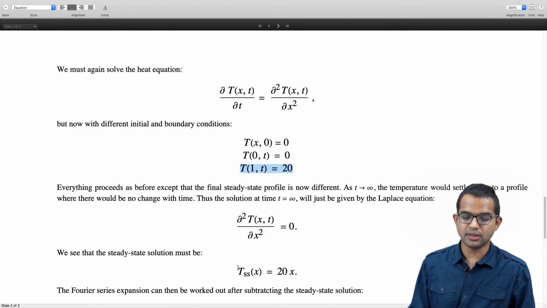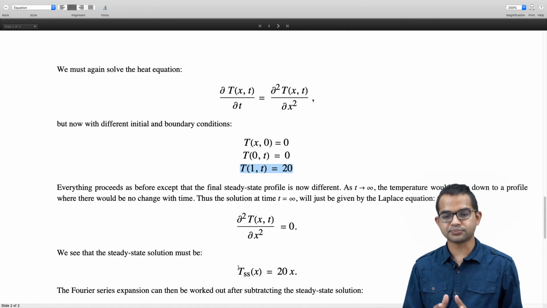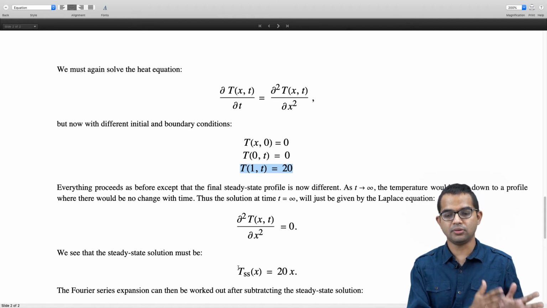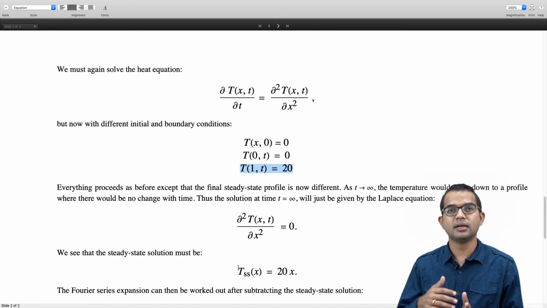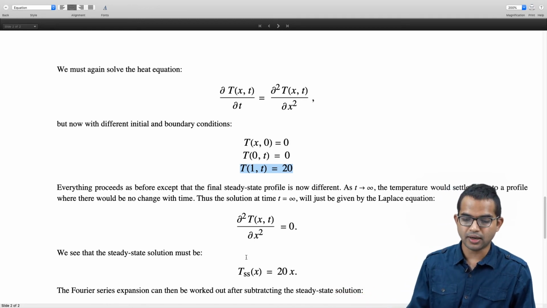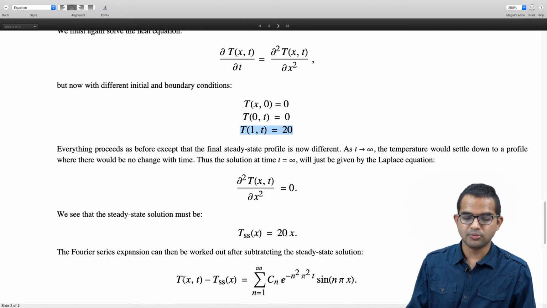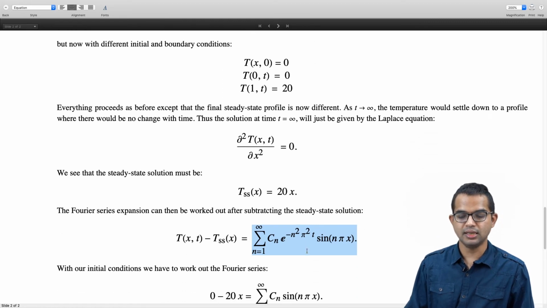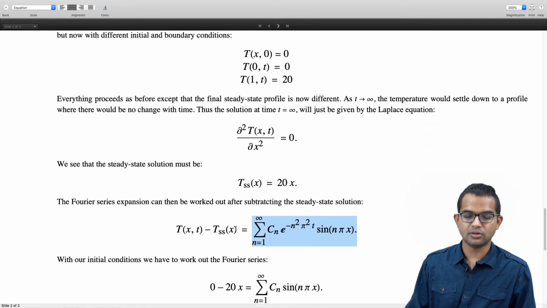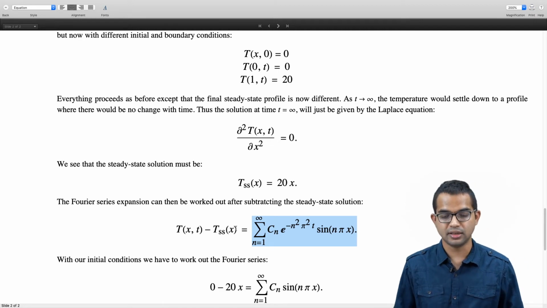So now, given that, we know what the temperature profile is at t equal to 0, and we know what the temperature profile is at t equal to infinity. So in fact, the Fourier series must be worked out in this manner. You take this T of x comma t and then subtract out the steady state solution, and all the dynamics is really contained after you have subtracted out the steady state solution. So it is this quantity which is going to be this Fourier series, and we'll plug in the initial condition into this form.